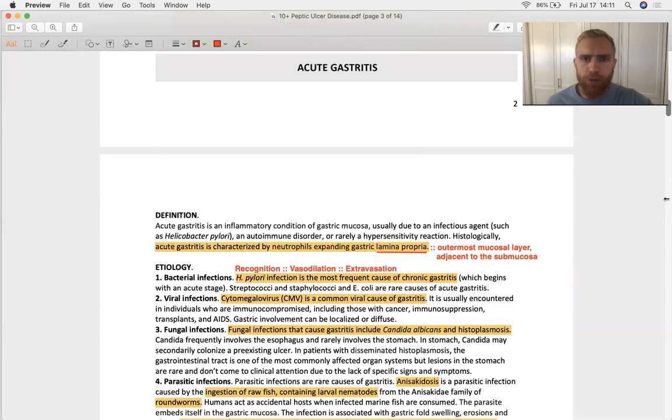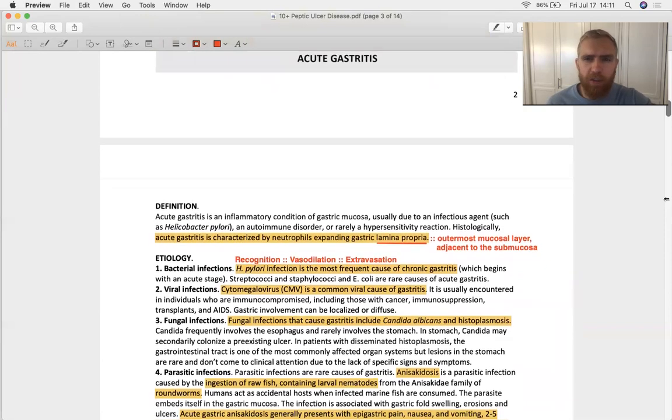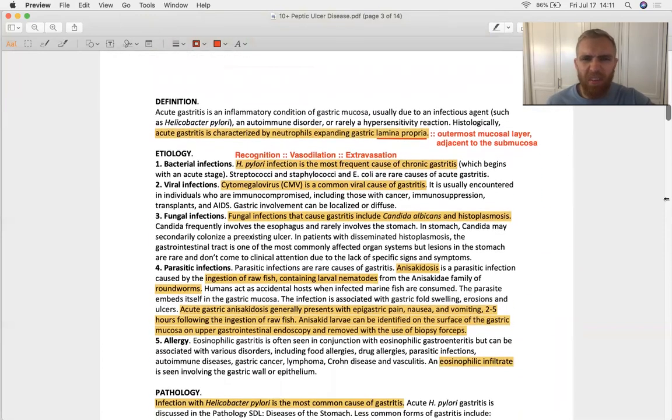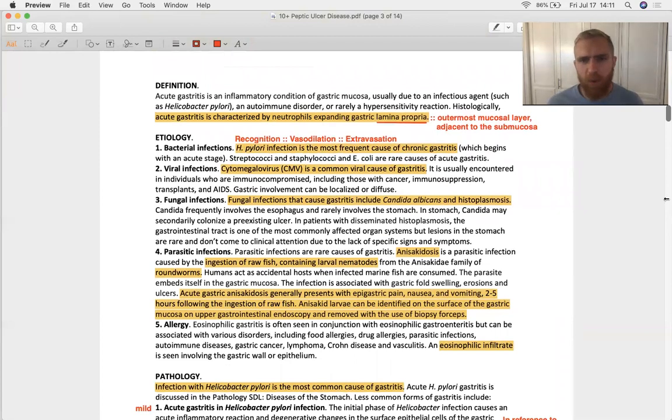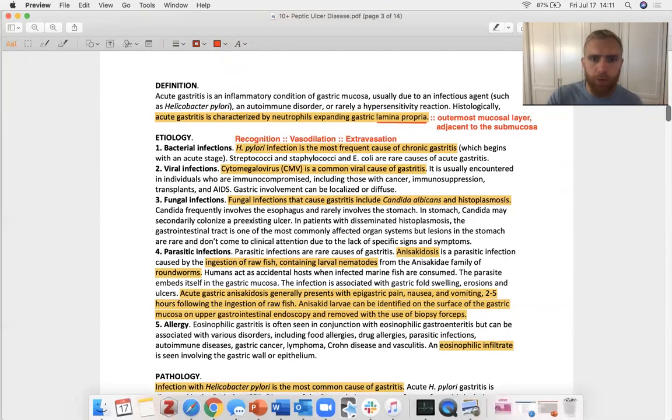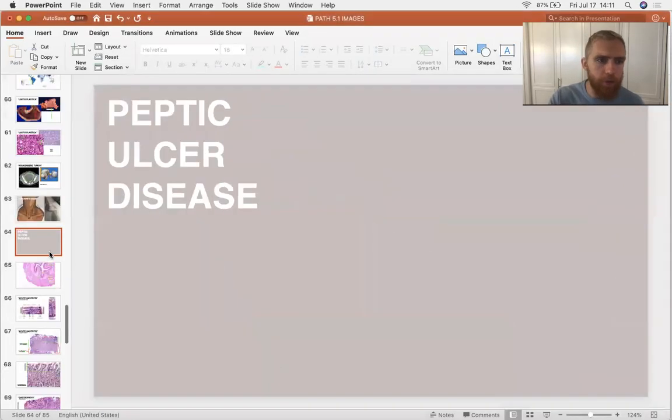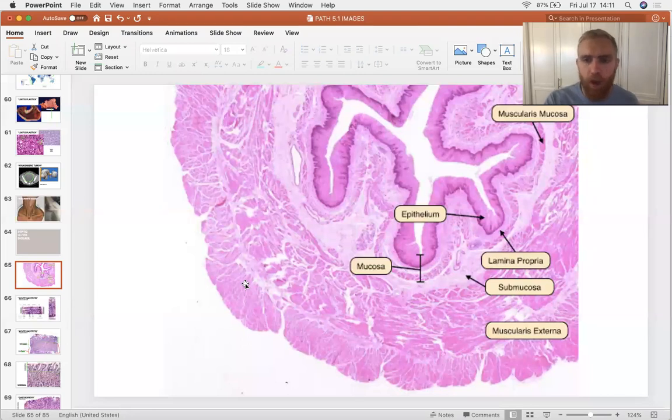We do have a page or so on acute gastritis in this SDL. I don't think it's anything that we haven't covered in the previous SDL. Again, gastritis, neutrophils are in the lamina propria. Gastropathy, you don't see neutrophils. Now, remember that the lamina propria is a sublayer of the mucosal layer of the entire GI tract.